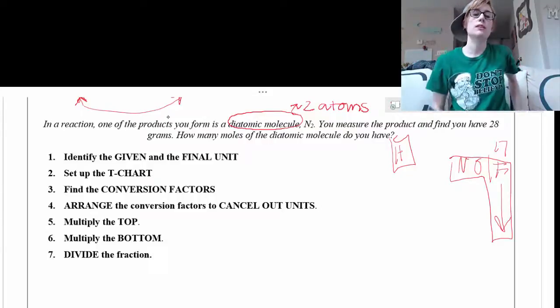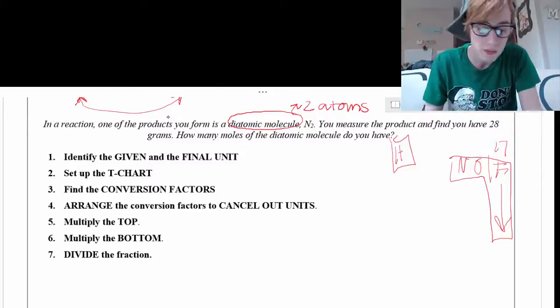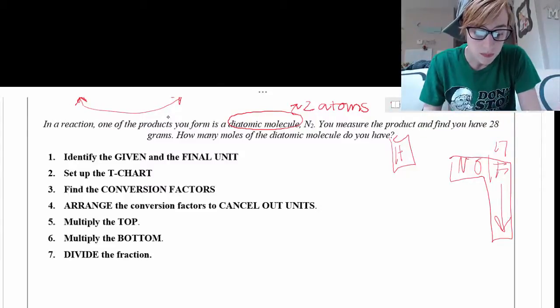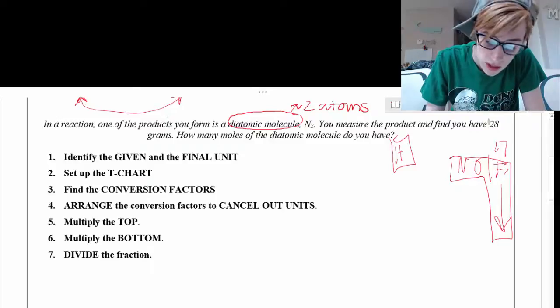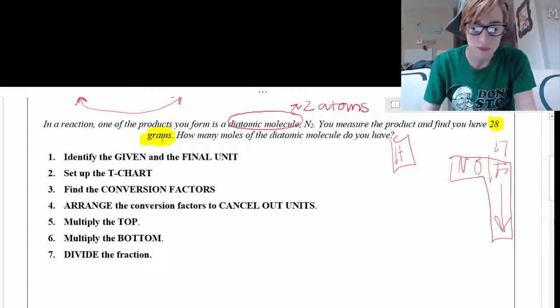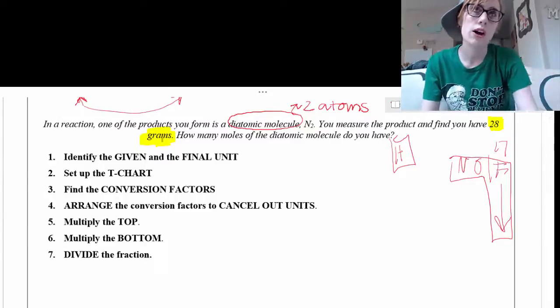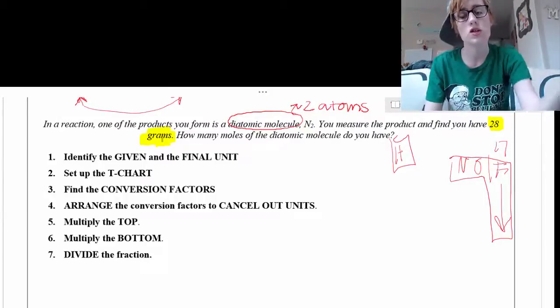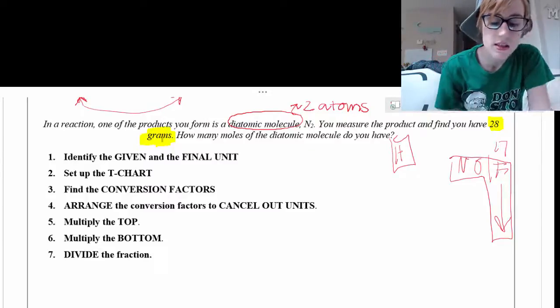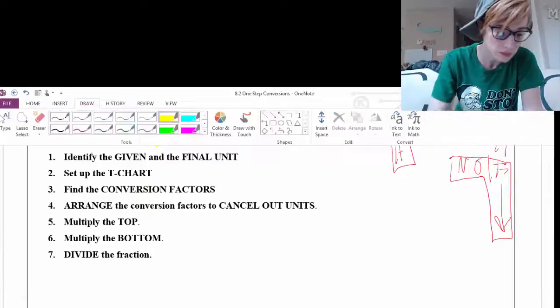First thing we do is we identify the given, and then we're going to identify our final unit. Well, what number are we given? In this equation, we're only given one number, that's 28 grams. So I'm highlighting it, and I'm paying attention to it. Your given's really important. What's our final unit? Or in other words, what are we looking for? What are we trying to convert to? It's asking us how many moles. So moles is our final unit.